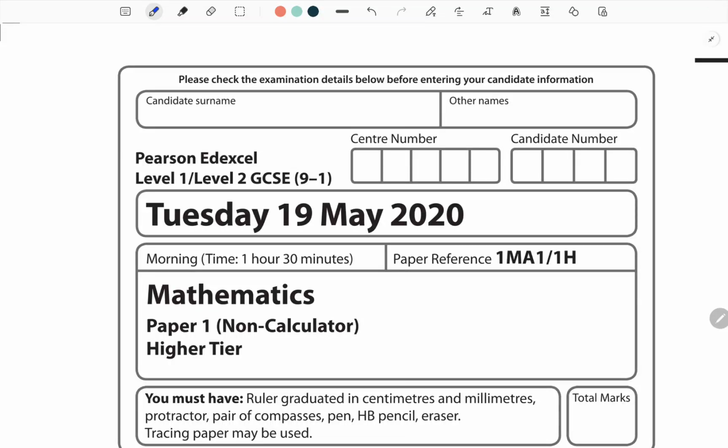In this paper, we're going to do a full work through of the EDEXCEL November 2020 paper 1. That's a non-calculator and higher tier. And even though it says May, these papers were actually used in November that year.